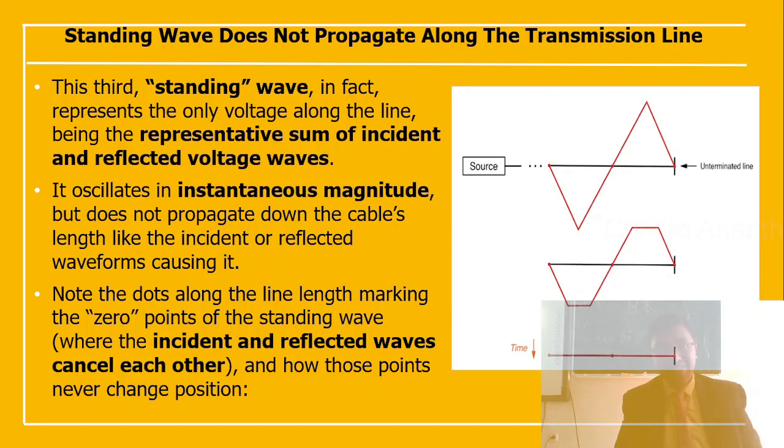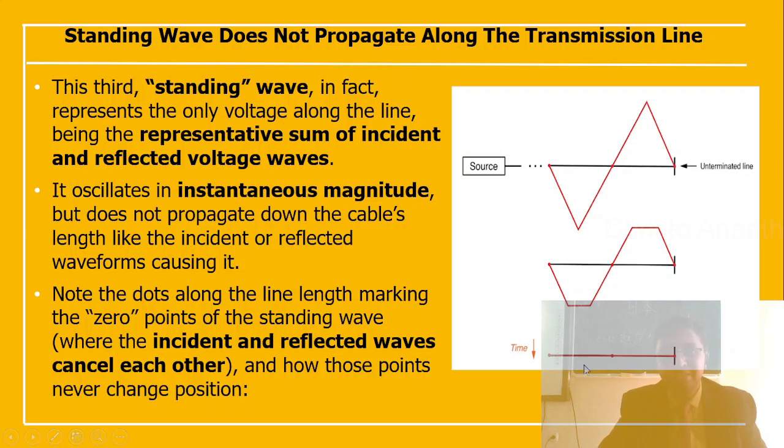So this is the third, the standing wave, that will be representing only the voltage across the line, that is the sum of the incident as well as the reflected voltage waves. So it is going to oscillate in instantaneous magnitude, but it will not be propagating down the cable length like the incident or reflected waveforms.